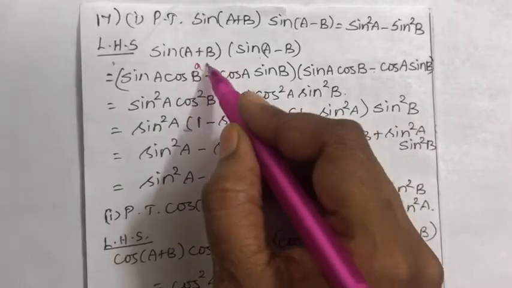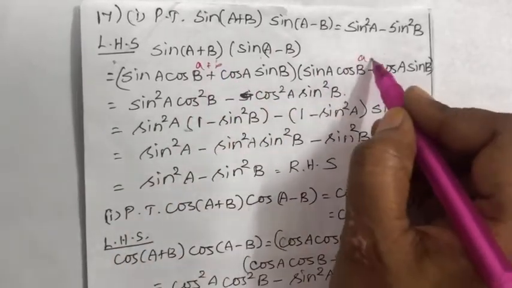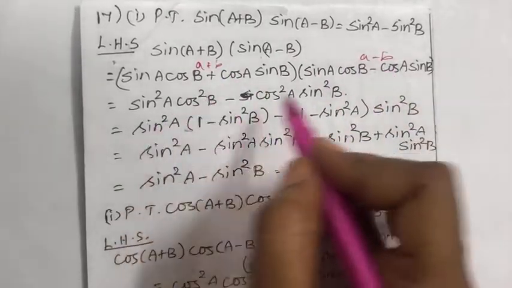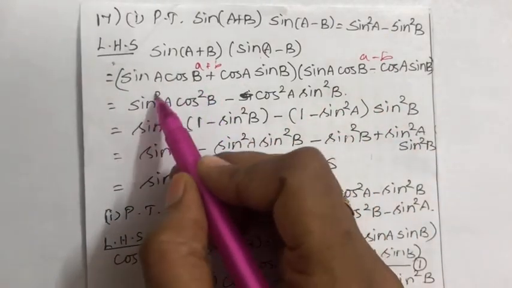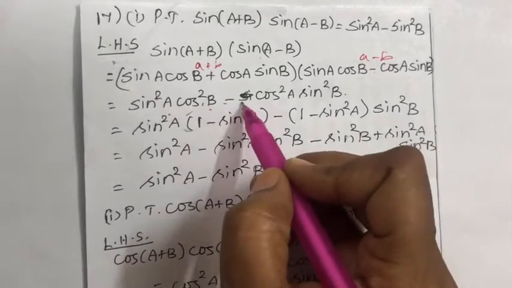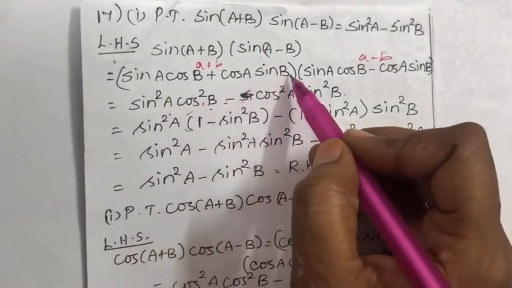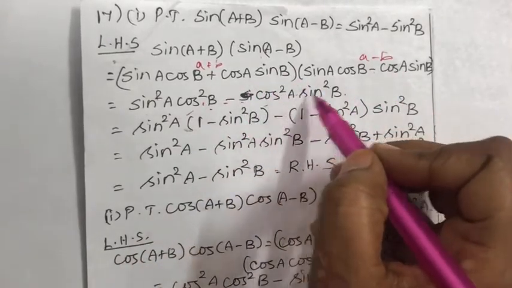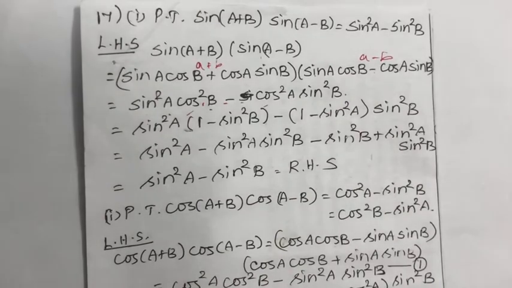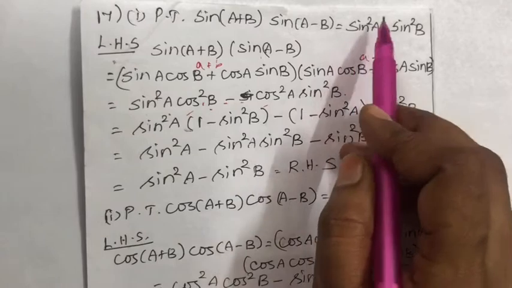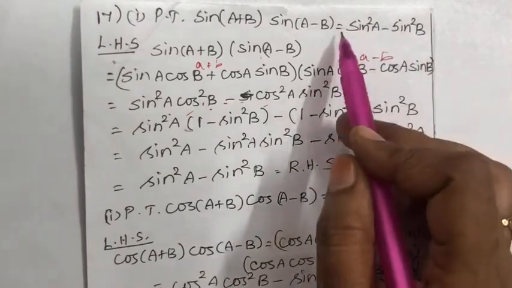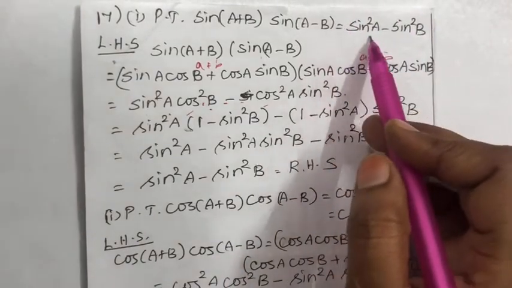So this is (a plus b) and (a minus b), so that is a square minus b square. What's our a? Sin a cos b. So sin square a cos square b minus, b is cos a sin b, so cos square a sin square b. Okay, we have to equate this expression to sin square a minus sin square b. That's our desired result, isn't it?